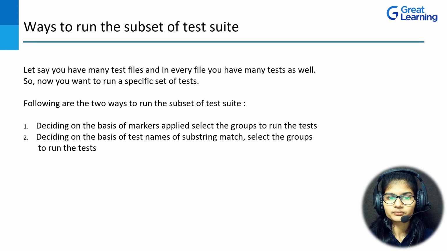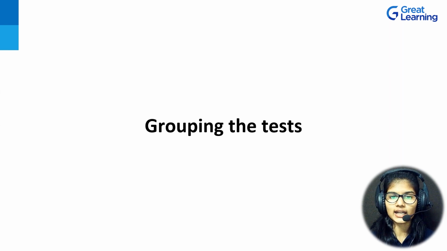First one is that, on the basis of the markers applied, you could select the group to run the test. Second one is that you could select the groups to run the test on the basis of the substring match of the test names. Right? Hope I'm clear with that.